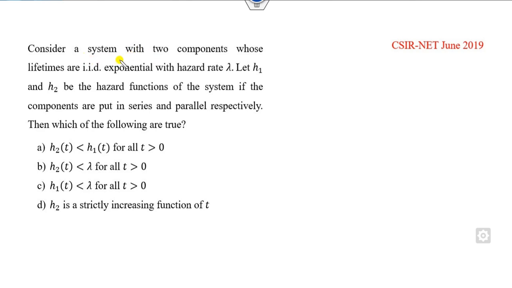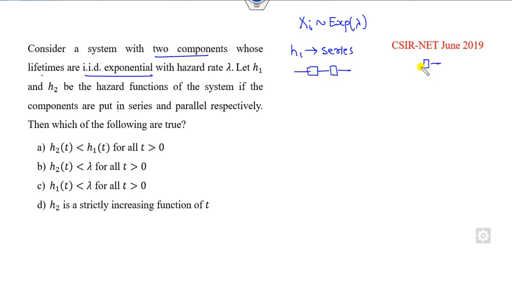Okay, consider the system with 2 components whose lifetimes are IID exponential. Xi's are exponential with the parameter of this. H1 and H2 are the hazard functions if they are in the series and the parallel. H1 is for the series components, connected like this, and if they are connected in parallel, the 2 components, then we call it H2. Then which of the following is true?